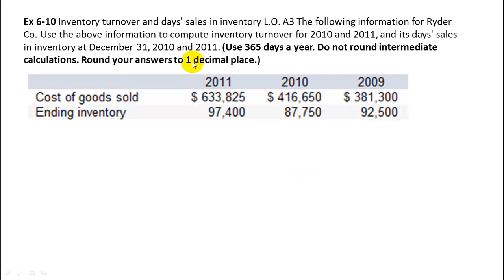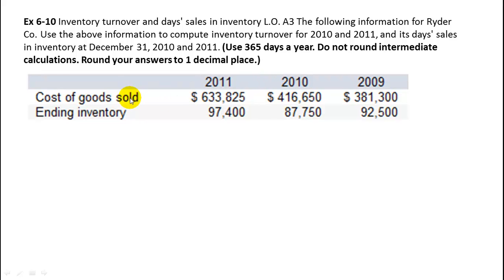Inventory turnover and days sales in inventory. The following information for Ryder Company. Use the above information to compute inventory turnover for 2010 and 2011. That's really the information below right here. And it's days sales in inventory at December 31, 2010 and 2011. Use 365 days a year. Do not round intermediate calculations. Round your answer to one decimal place.